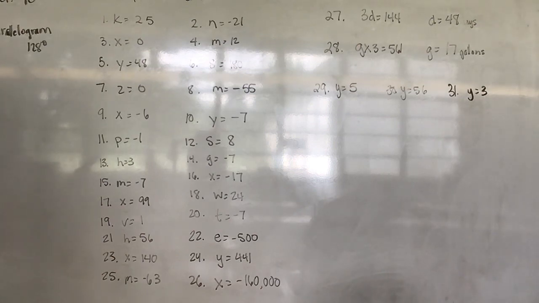Number 17, x equals 99. Number 18, w equals 24. Number 19, v equals 1. Number 20, t equals negative 7. 21, h equals 56. 22, e equals negative 500. 23, x equals 140. Number 24, y equals 441. Number 25, m equals negative 63. And number 26, x equals negative 160,000.